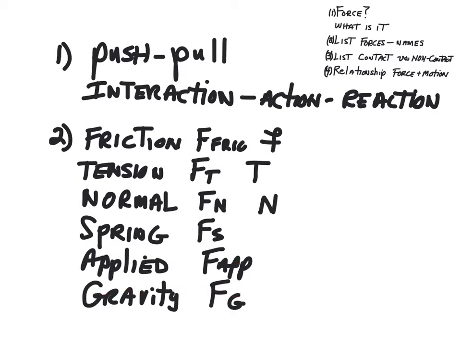Now notice that these are force types. This is not, friction. What is it? It's a general force. It could be tires on a road. It could be a person walking. It could be a person running. It could be a box sliding across. It could be any number of situations.